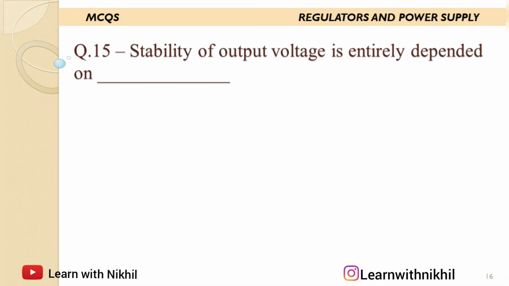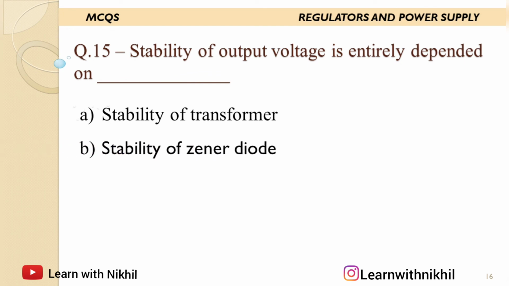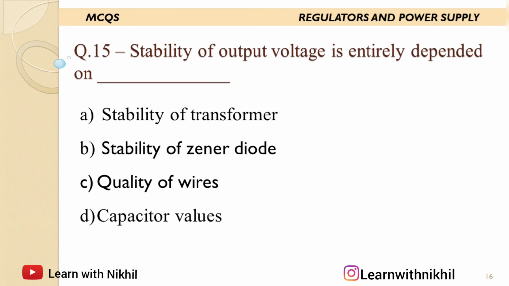Next question. Stability of output voltage is entirely dependent on dash. A. Stability of transformer, B. Stability of Zener diode, C. Quality of wires, or D. Capacitor value. So the stability of output voltage is entirely dependent upon the stability of Zener diode. As Zener diode is connected at the end of the block or the end of the power supply, so its stability is very important.